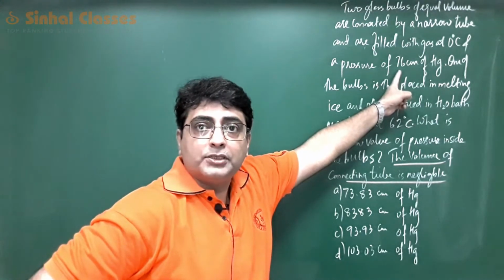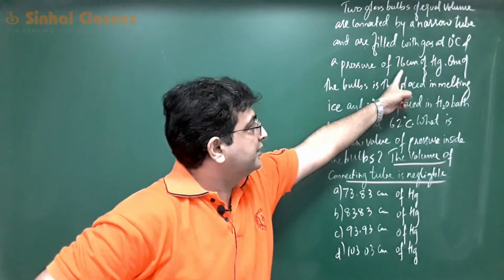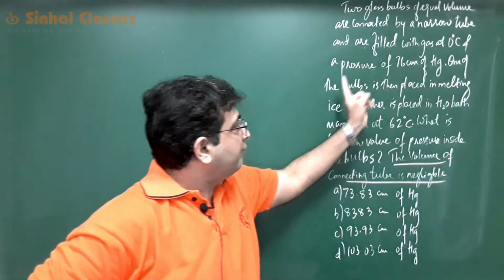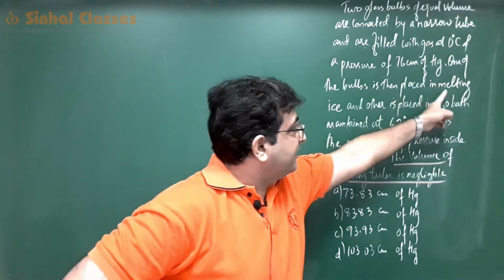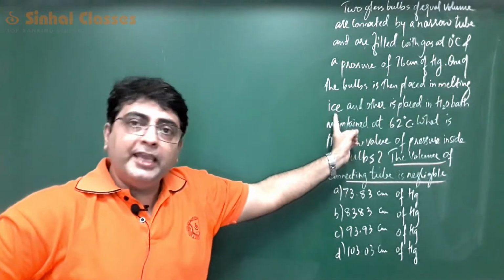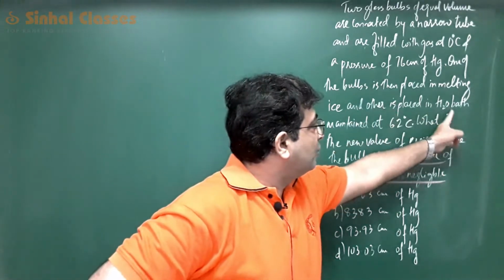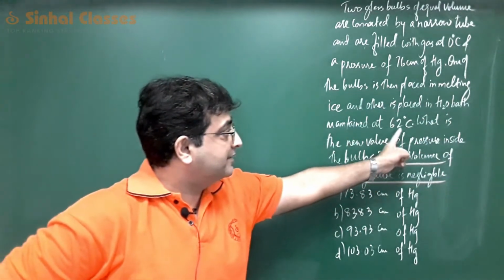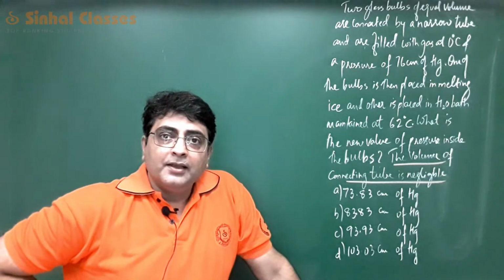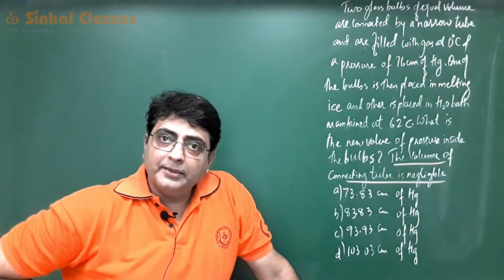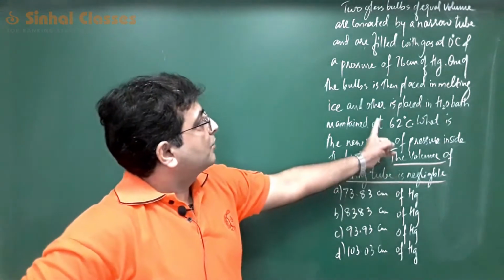The mercury barometer, Fortin's barometer, is used to measure the atmospheric pressure, so 76 centimeter of mercury. One of the bulbs is then placed in melting ice. एक बल्ब को कहाँ पे रखा है? Melting ice. और दूसरे वाला को कहाँ पे रखा है? It's placed in a water bath and maintained at 62 degrees Celsius. यानी एक बल्ब को high temperature में रखा है, दूसरे बल्ब को low temperature में रखा है, और वहाँ पे है क्या? Inside what exactly it is?